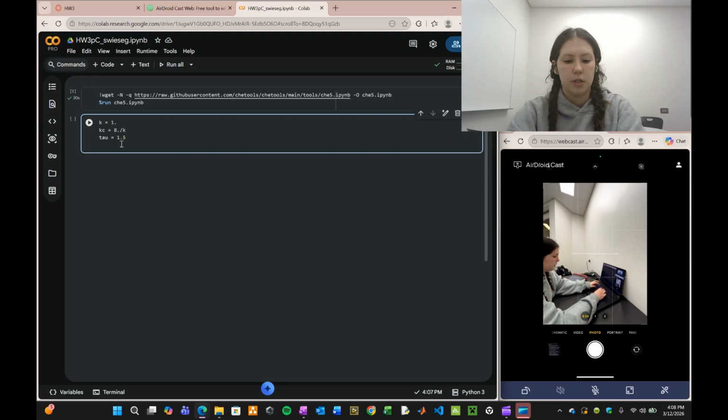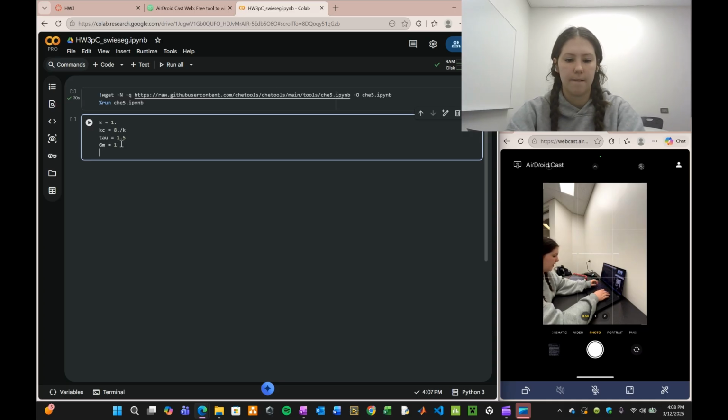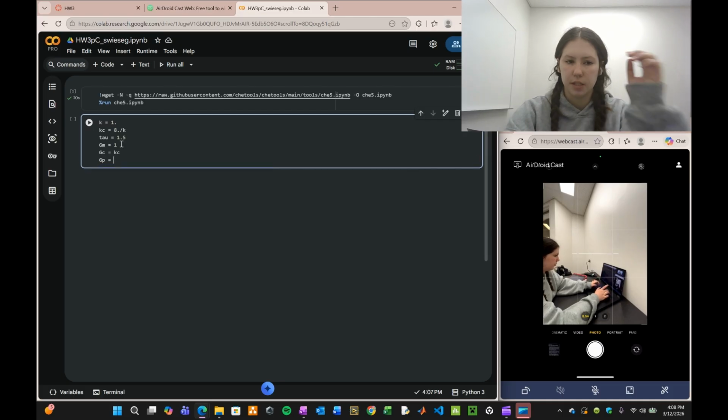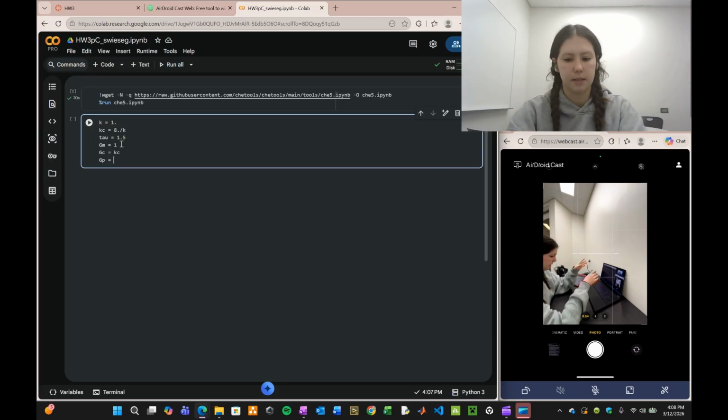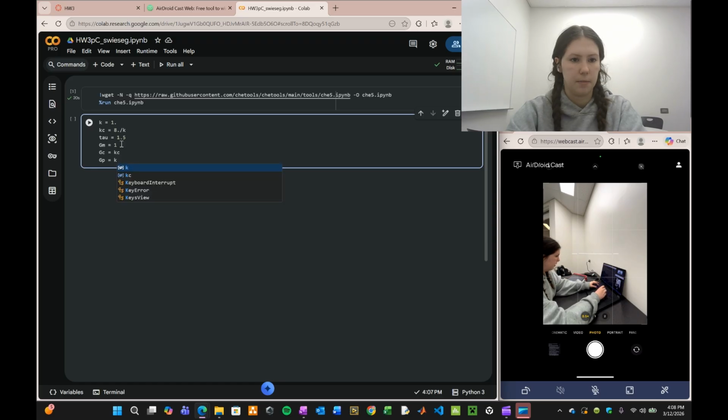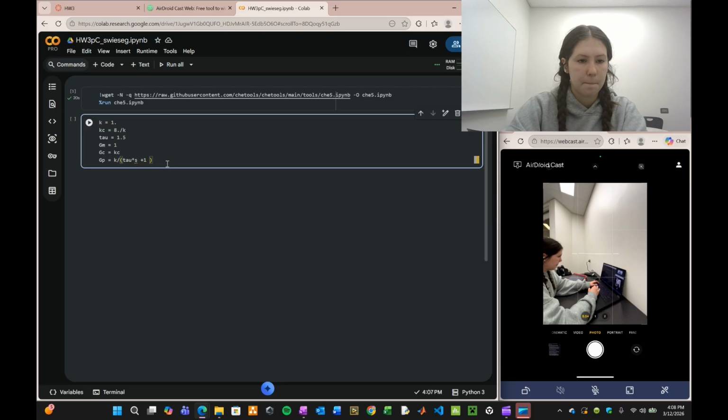So we had gm for the transfer function of our measurement device, which we just set as 1. We have gc, which we just want to be kc. And then we also have gp, which is equal to our overall transfer function from our process, which is k divided by (tau times s plus 1), and that is cubed. I think that's all we have.